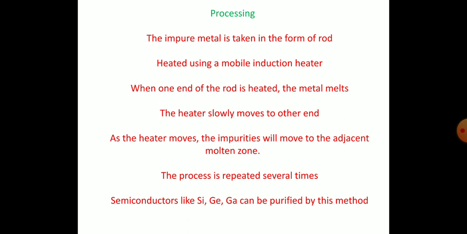First, the impure metal is taken in the form of a rod, and this impure metal rod is attached with a mobile heater. Mobile in the sense of a moving heater. When the heater moves slowly, the metal starts melting, and the impurities tend to remain in the molten zone. When the metal is solidified, in that place there will be no impurities. That is very, very essential. As the heater moves, the impurities also move along with the heater in the molten zone, and this process is repeated several times to get the metal in a very pure form. Finally, we will get the ultra pure metal. Okay, so with this, zone refining is completed.